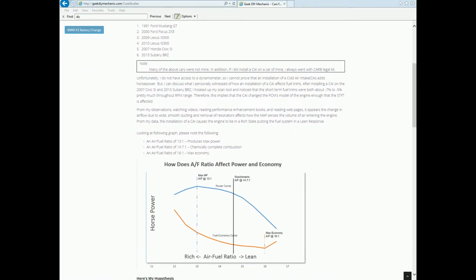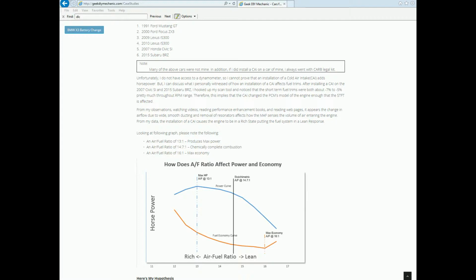On both a 2007 Civic Si and a 2015 Subaru BRZ with cold air intakes installed, I attached my scan tool to the DLC port, and lo and behold, the short-term fuel trim was roughly minus 7% throughout the closed loop RPM band. Remember that at wide open throttle, the fuel system enters open loop. More on that later.